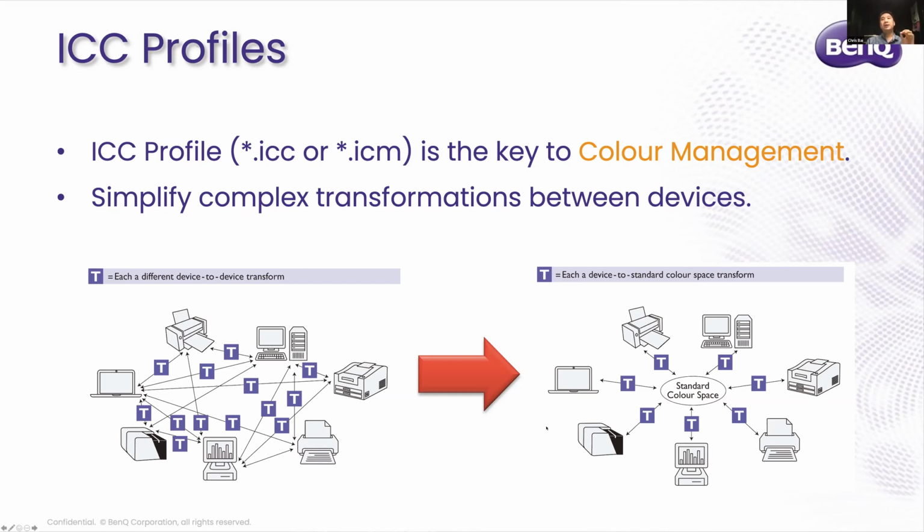So the ICC way uses a two-way transformation. It sets up a standard color space, and each device needs to know two transformations. One is from the device itself to the standard color space, and the other is from the standard color space back to itself. In this way, it can transfer to any other device in this ecosystem. So it's a simple and elegant solution, and it's easy to add or remove a device from this ecosystem.